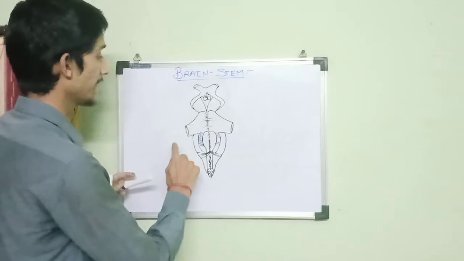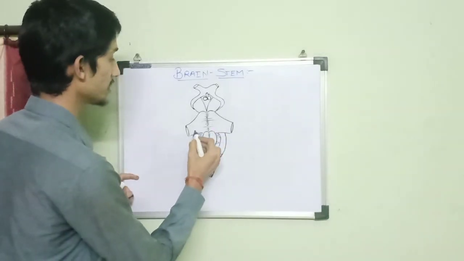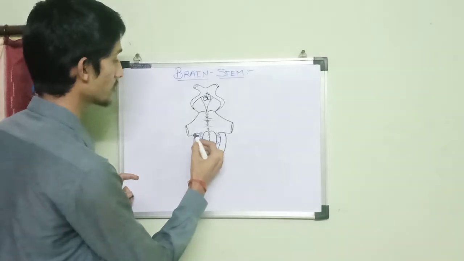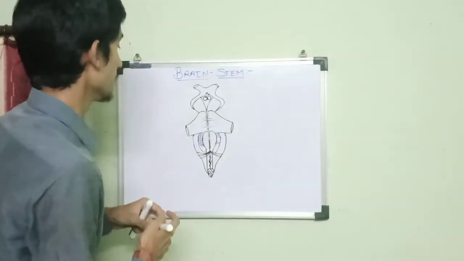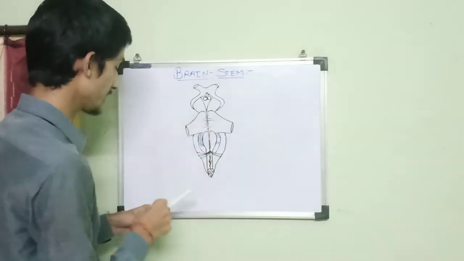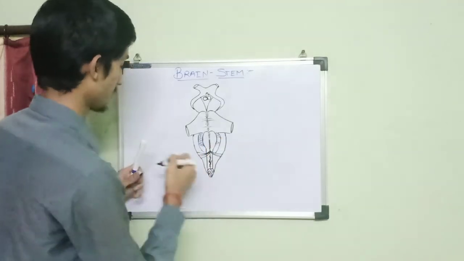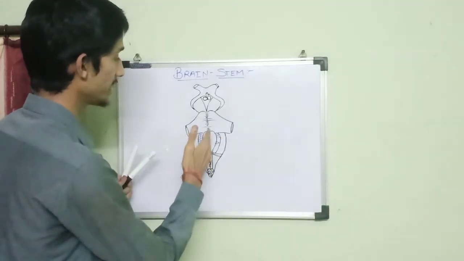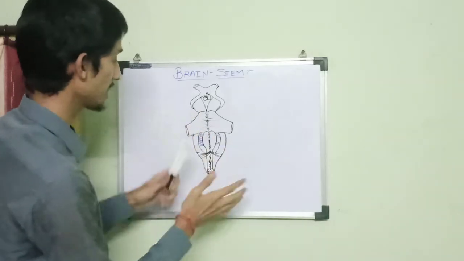Medulla oblongata has pontomedullary junction as its superior border. This is pons, this is medulla oblongata. This pontomedullary junction forms the superior border of the medulla oblongata. This medulla oblongata is divided by an anterior median fissure. This is anterior median fissure. So this medulla oblongata is divided by an anterior median fissure into two equal halves, the right and left.